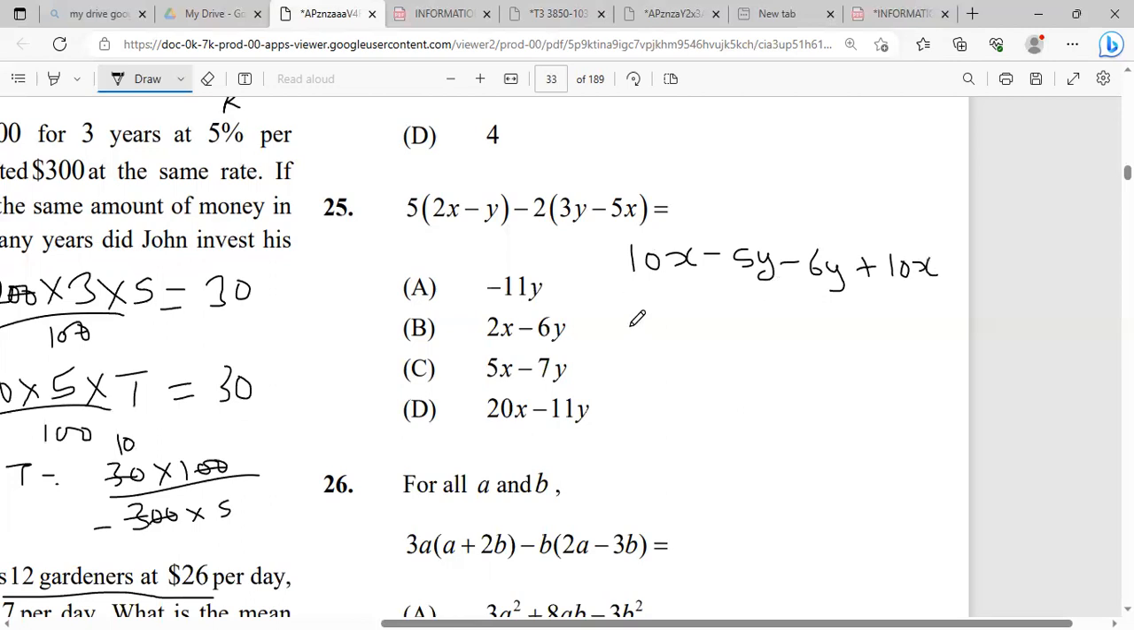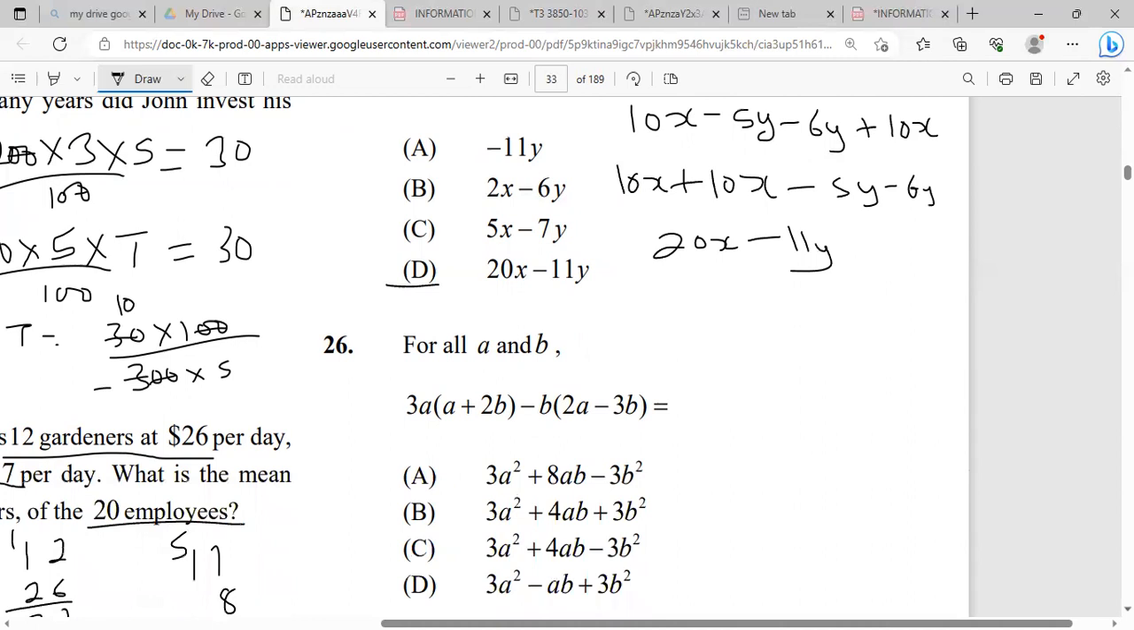So we're going to group the like terms. So we have 10x. This is a plus 10x, so you add the 10x. Simple, guys, not that complicated, all right? And then negative 5y minus 6y. Both of them are negative, so we add them here, and we get negative 11y. So this would be D.